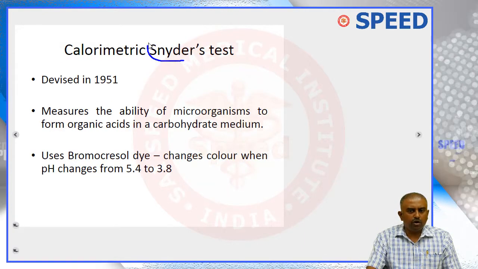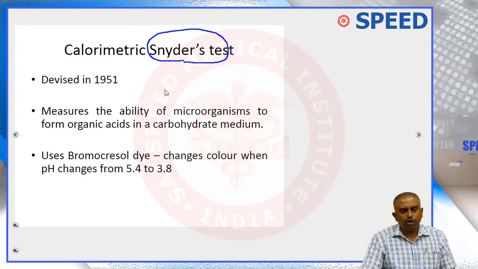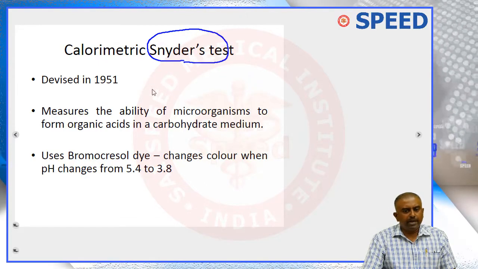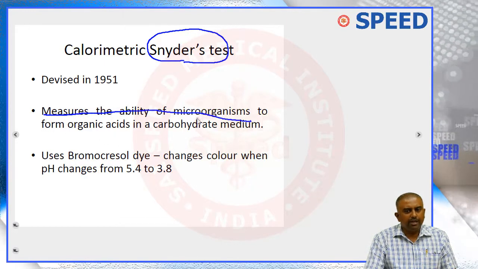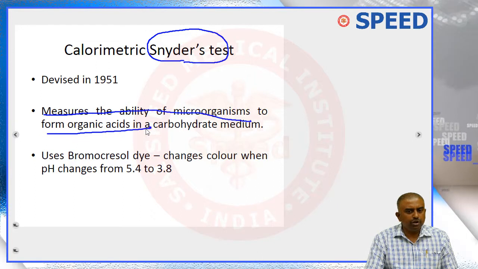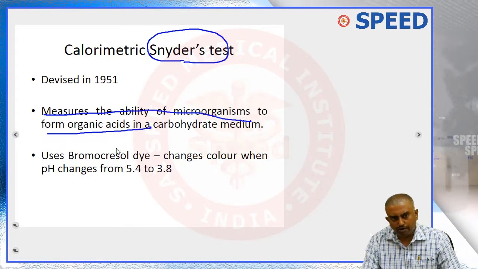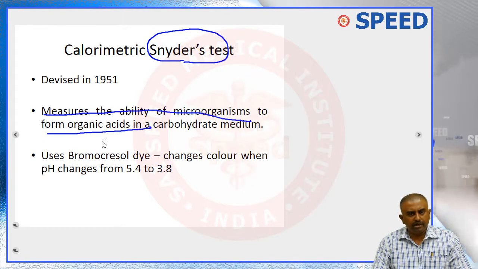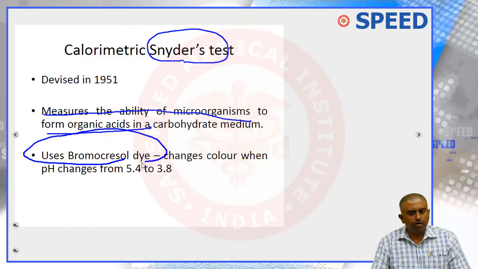Next is what is called Snyder's test. Snyder's test does not count the number of microorganisms, but it measures the ability of the organisms to produce the organic acid, or the lactic acid which you were told about. Okay, so what basically we do here is, we take this dye. This dye is called bromocresol dye.